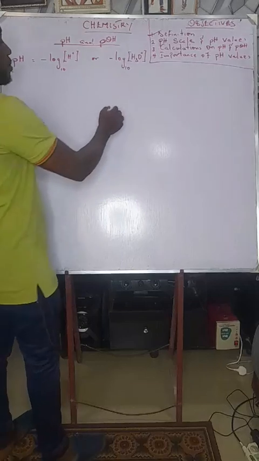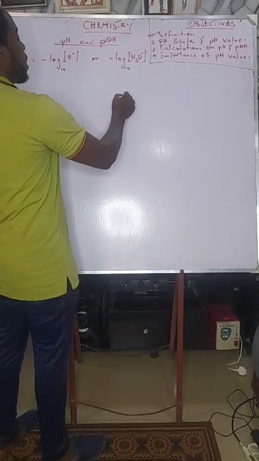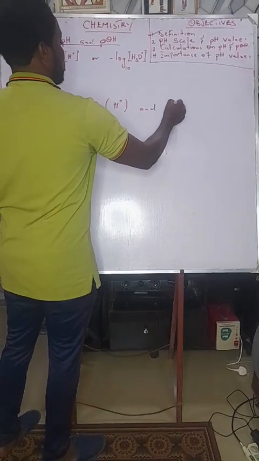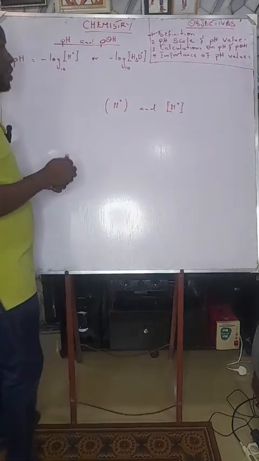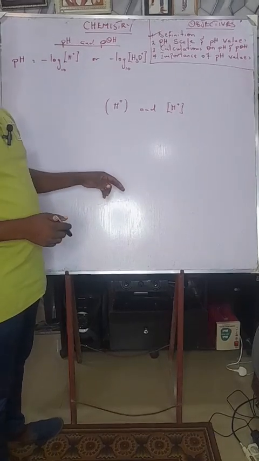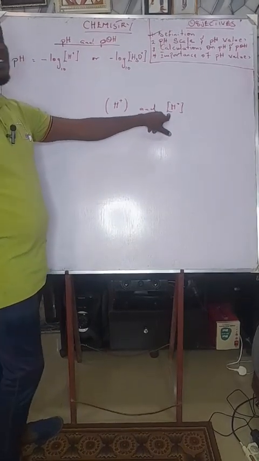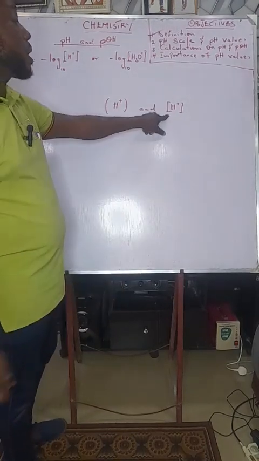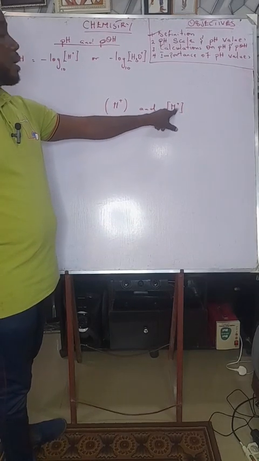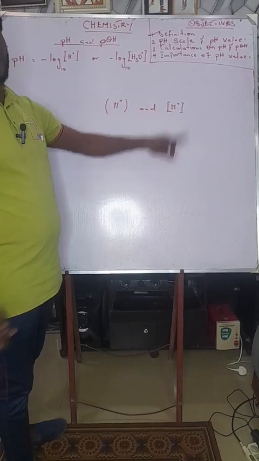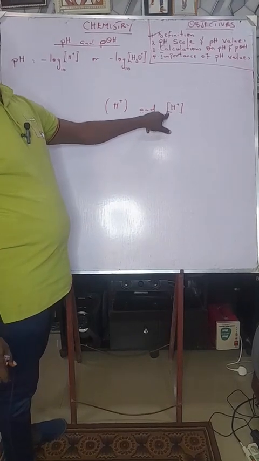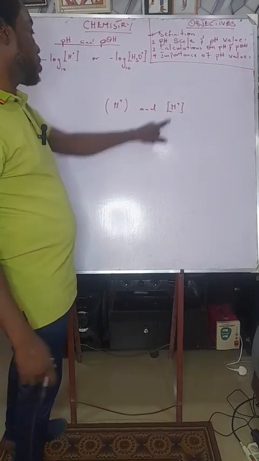In chemistry, there is a difference between this and this. This is your normal bracket. This one is just hydrogen ion placed inside the bracket. But in chemistry, we refer to this square bracket, this is what we call square bracket, as concentration. So this is hydrogen ion because it is H plus. It's hydrogen ion, that is your cation. Hydrogen ion concentration.